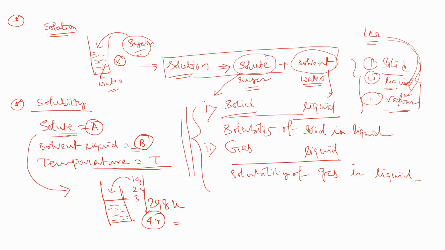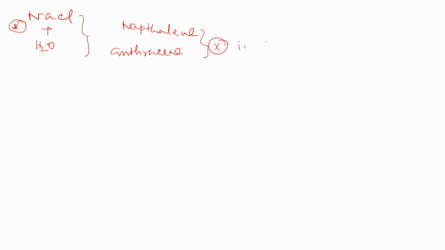But there is some factor. For example, sugar or NaCl is readily soluble in water. There is no problem, it is soluble in water. But if I say naphthalene or anthracene, these are not soluble in water.